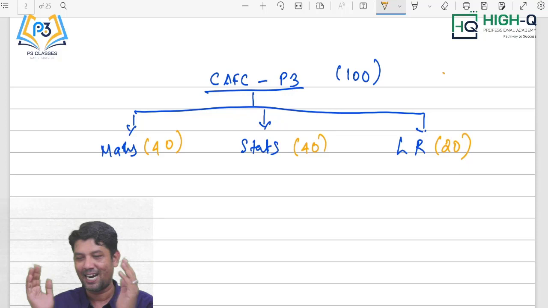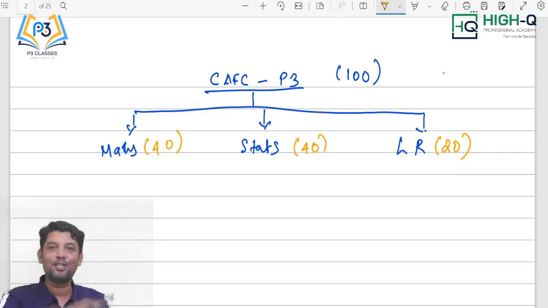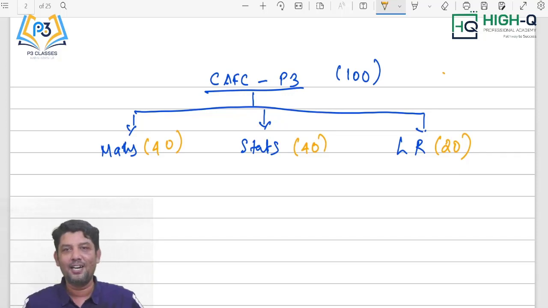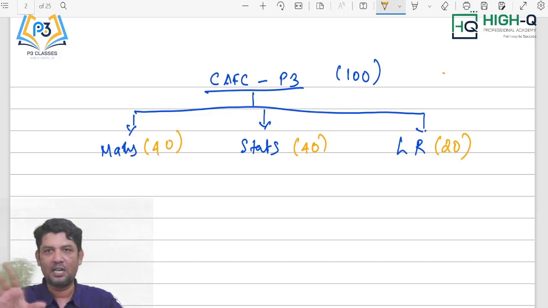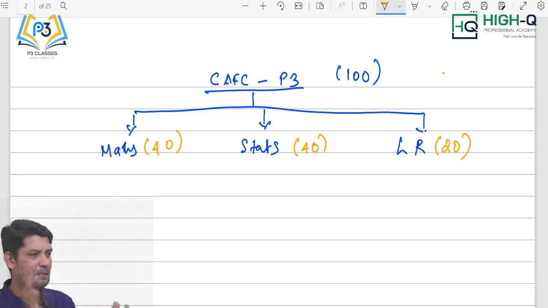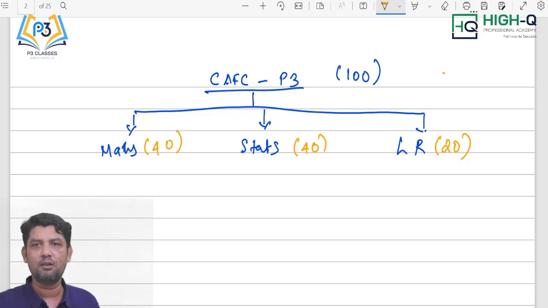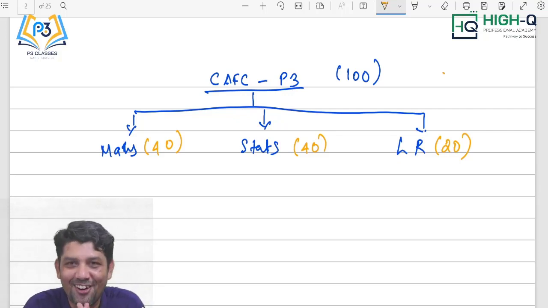Now I'm going to start with logical reasoning because most of you depend on logical reasoning. Am I right, my dear? Sir, these 20 marks, I want to ensure these 20 marks. So what I'll do, I'll get the paper and immediately solve the logical reasoning questions. My dear, that is wrong.